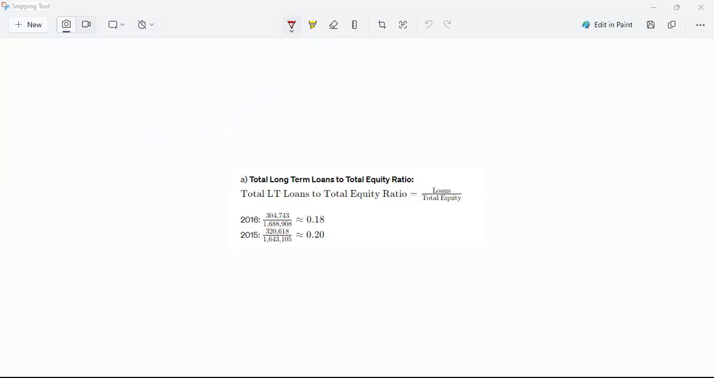We can see that Kandolo's long-term loans to equity decreased slightly from 0.2 in 2015 to 0.18 in 2016. So this shows that there's a decrease in reliance on long-term debt relative to equity. What does a lower ratio indicate? Is this a good thing or a bad thing? It's a good thing. The lower ratio indicates a healthier capital structure where we are relying less on debt capital than on equity. So this reduction gives us a picture that the financial risk is being decreased.